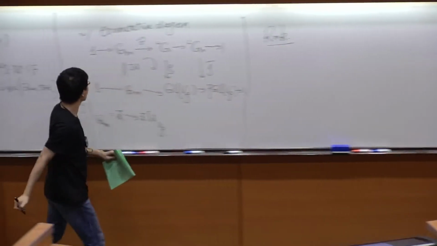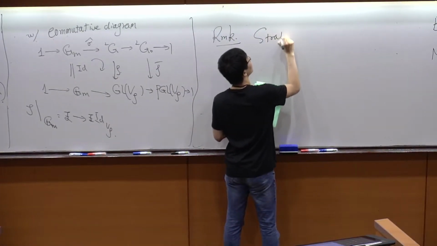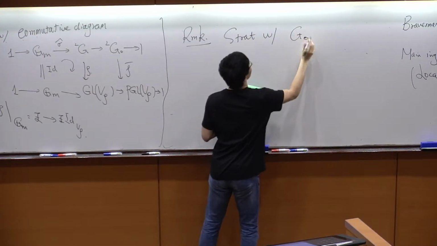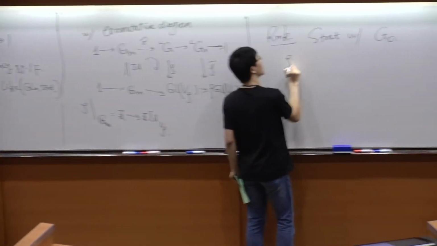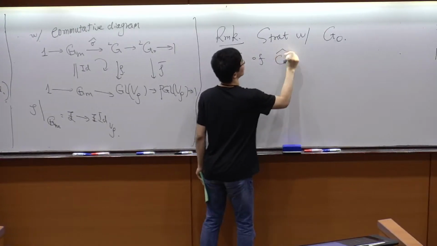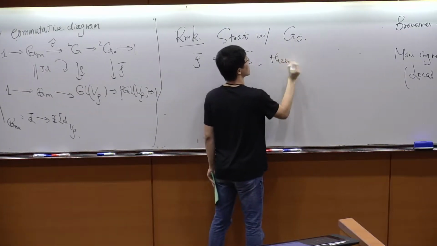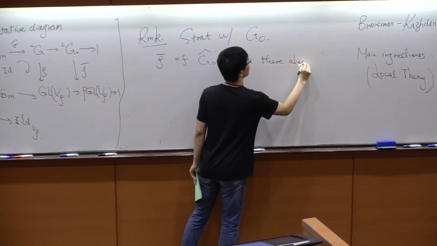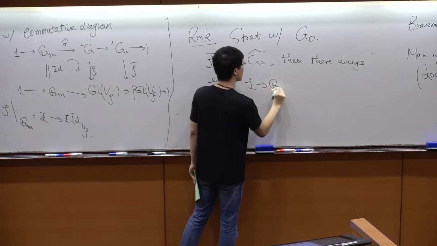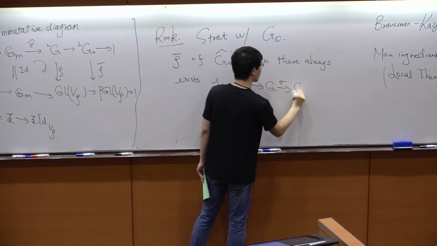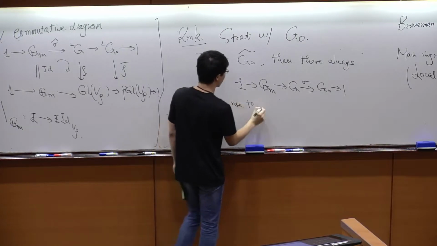If we start with a split semi-simple simply connected algebraic group G0, and if we fix a projective representation rho bar of G0 check, then one can show that there always exists some short exact sequence, in an assumption, giving rise to assumptions anyway.